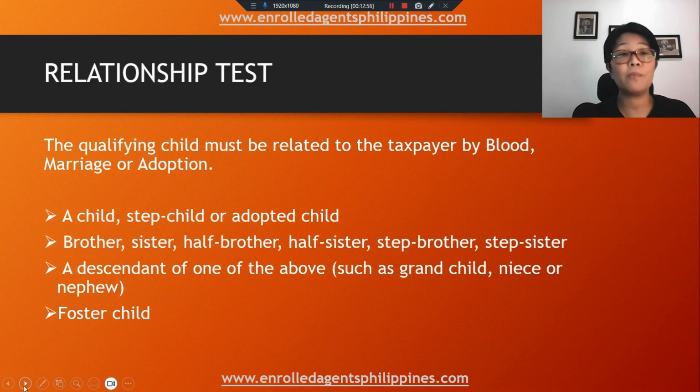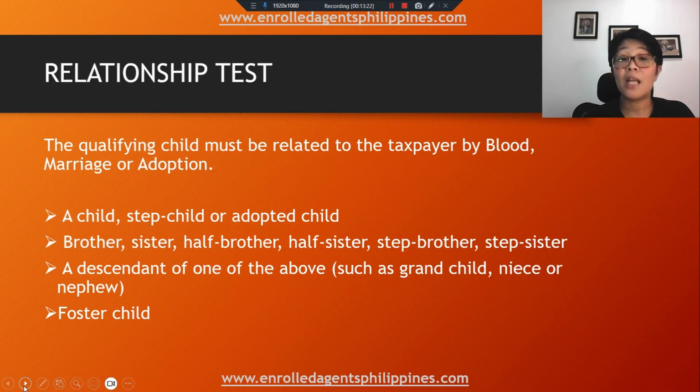Okay, relationship test. The qualifying child must be related to the taxpayer. Ito na naman yung by blood, marriage, or adoption. Ako ginagawa ko usually BAM. Para sa exam, nagagawa ko ng mga acronym para mas madali kong matatandaan. So ito, ang code ko dito, BAM. Blood, adoption, marriage. Okay. So sino-sino ba yon?